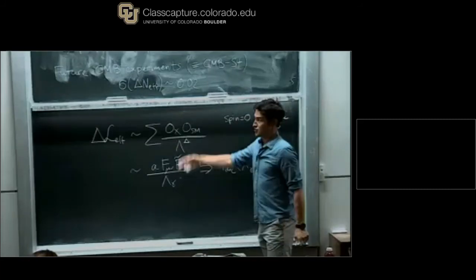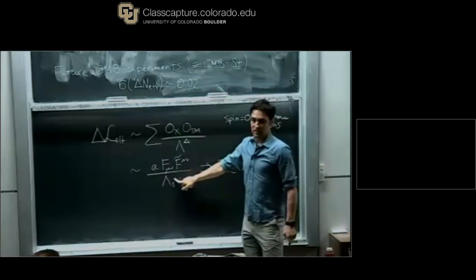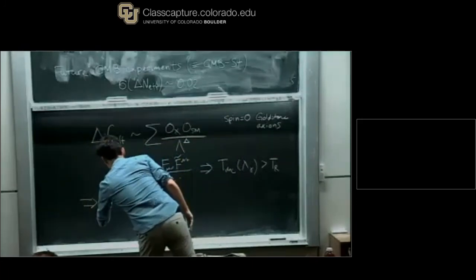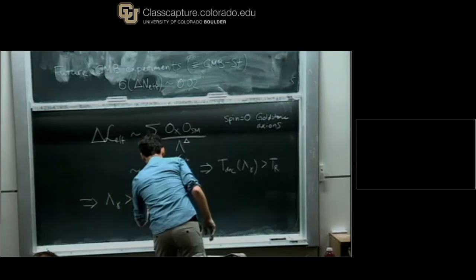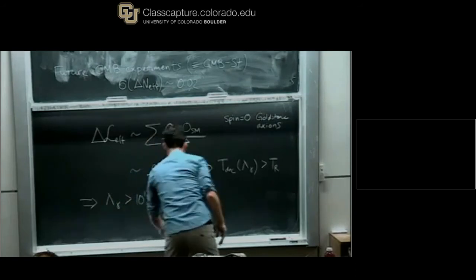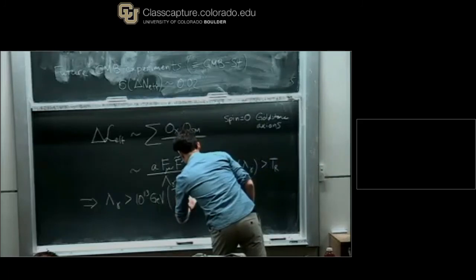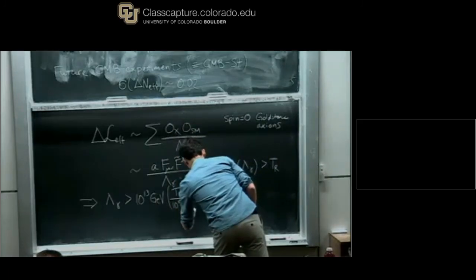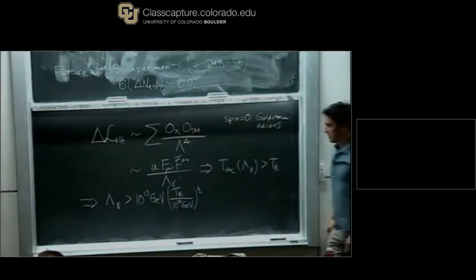And so you can ask what this order of magnitude constraint translates to as a constraint on this coupling. What you find is that this lambda has to be bigger than 10^13 GeV. And then there's a dependence on the reheating temperature. So for a reheating temperature of 10^10 GeV, that's the order of magnitude that you get.